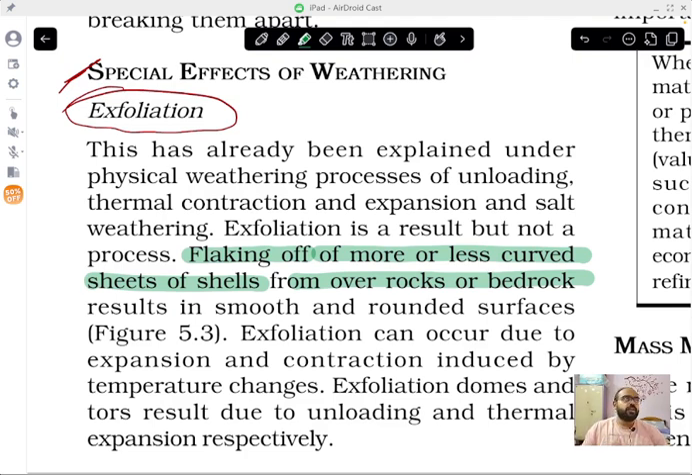That is, flaking means, if you take a pencil and a blade, if you sharpen the pencil with the blade, you flake off the material on the needle part. It's called flaking off. So in exfoliation, layers get flaked off. Okay, and exfoliation occurs due to expansion and contraction induced by temperature changes. Due to sunlight, there is expansion, contraction, and because of this, exfoliation occurs.